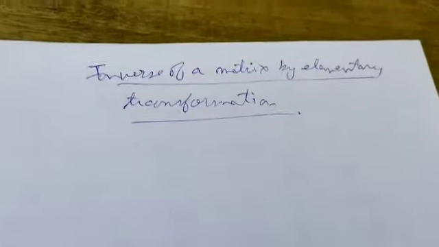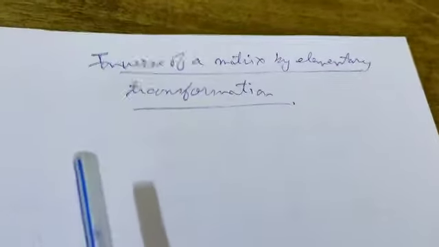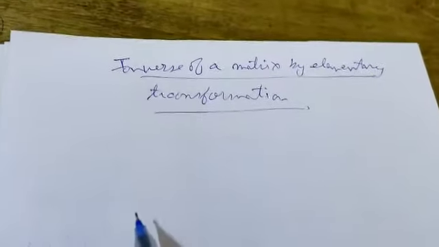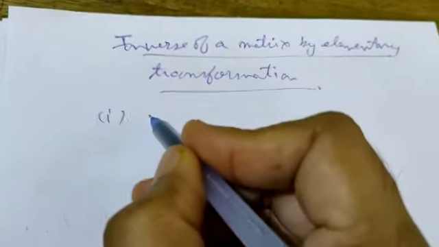In this video, we learn inverse of a matrix by elementary transformation. What are the rules? There are only two ways of elementary transformation. One is row transformation, the other one is column transformation. So first one, row transformation.